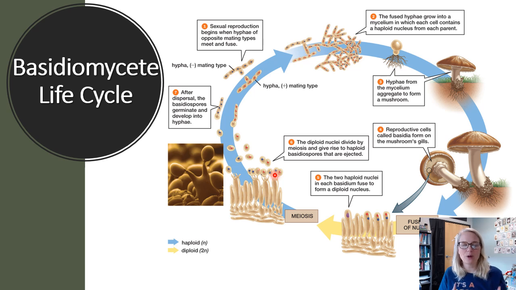And so the reason why we do this is it's going to exchange that genetic information. That's the whole point of sexual reproduction, to get some diversity in your organisms. So then off of these little basidiums, they will pop off their little spores and then grow into their haploid hyphae and become mycelium of their own.